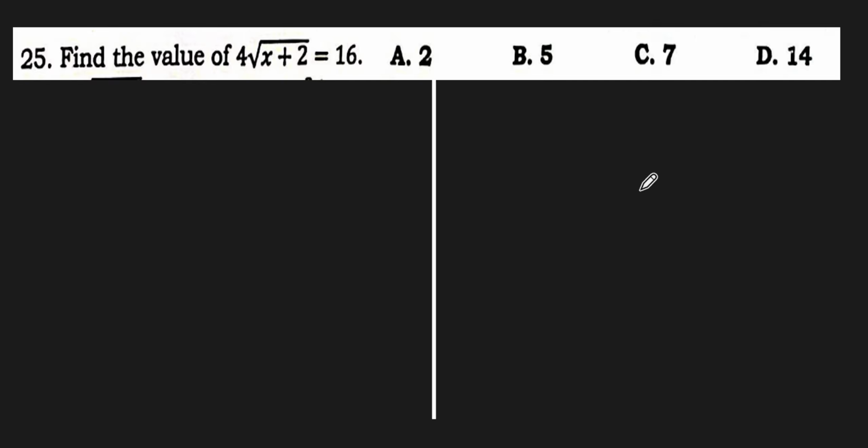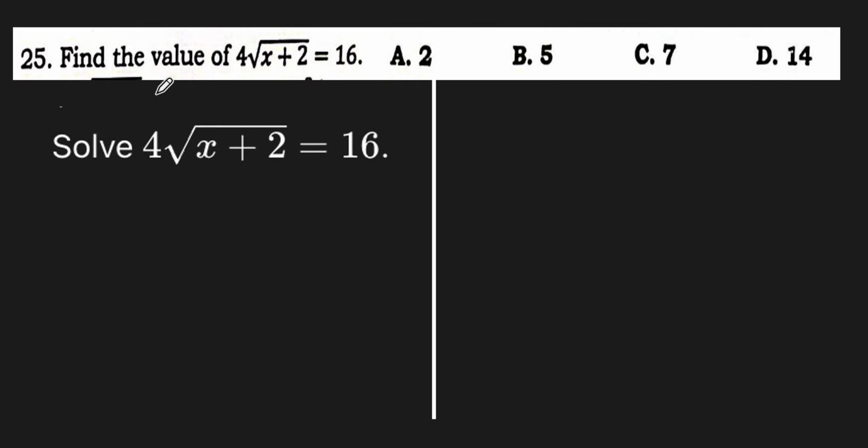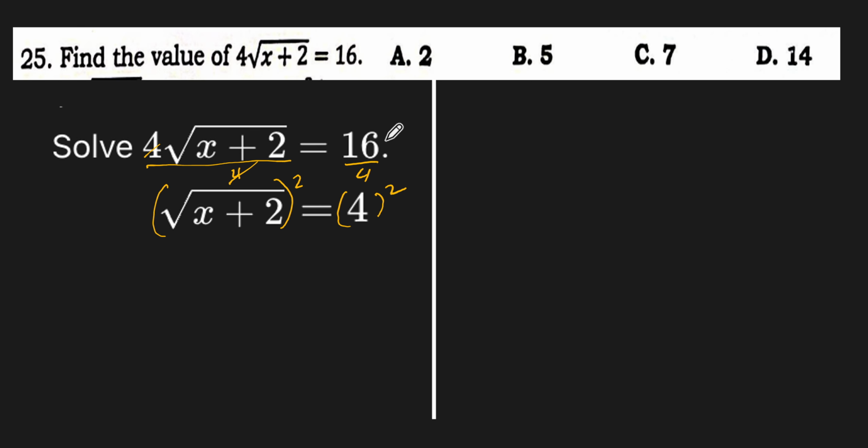Find the value of 4 square root of x plus 2 equals 16. Again, here we have this particular given. We can divide both sides by 4. Divide both sides by 4. Okay, we can eliminate that. The remaining would be square root of x plus 2 equals 16 divided by 4. The answer is 4. And then square both sides of the equation.